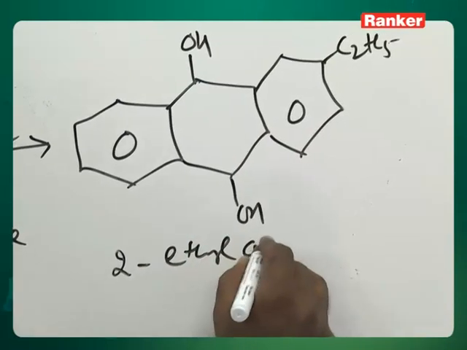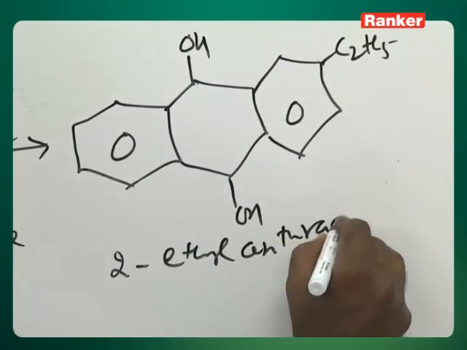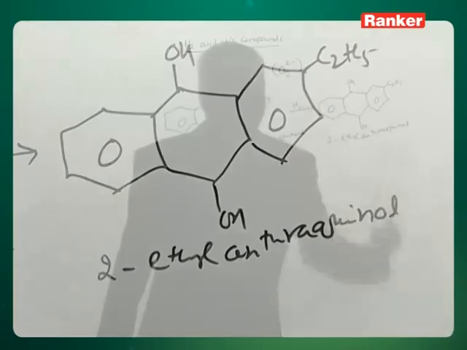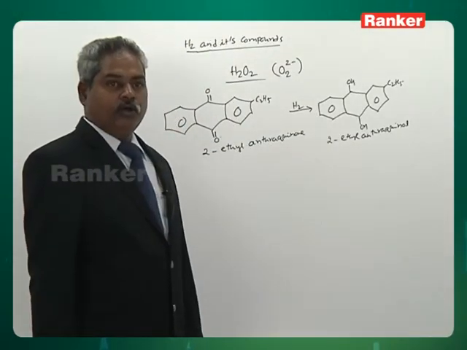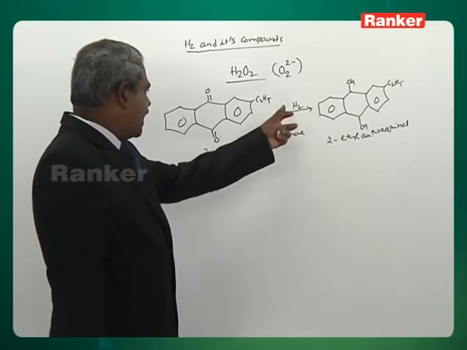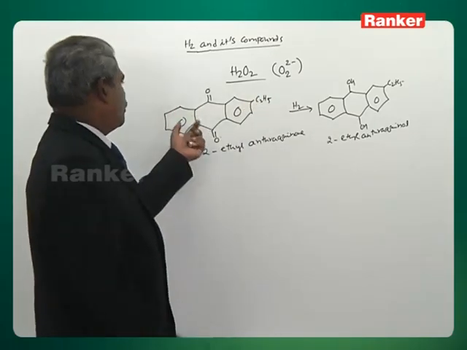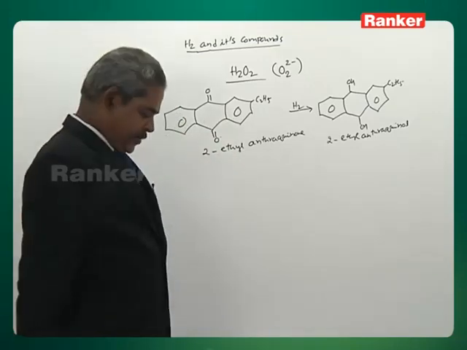Ethyl anthraquinol, alcohol. Anthraquinone is converted to anthraquinol, which means just hydrogens are held by this molecule. This molecule has held hydrogens in its hand.